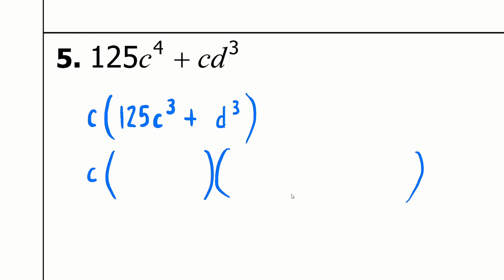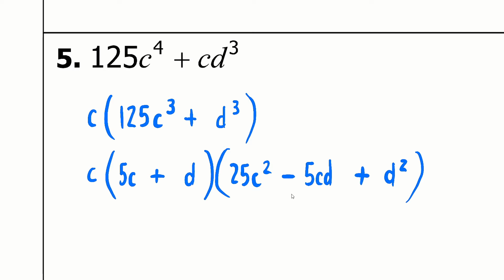What multiplies by itself 3 times to get 125? That's 5C. D multiplies by itself 3 times to get D cubed. So now let's square those. 5C times 5C, 25C squared. D times D, that's D squared. 5C times D is 5CD. If the original was a plus, so is this, and this has to offset that. And there you have it, done.